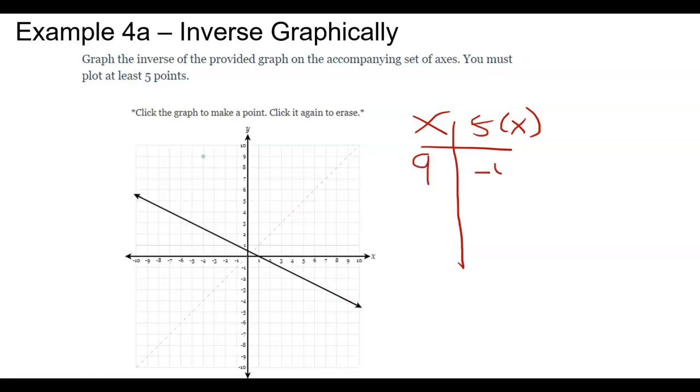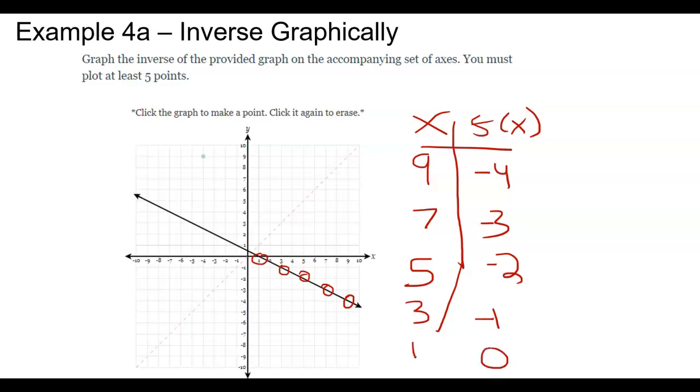So I have 9, -4. I think it responds to circles better. 7, -3, 5, -2, 3, -1, and 1, 0. So if I were to make the inverse of that, I would switch my x and my y.